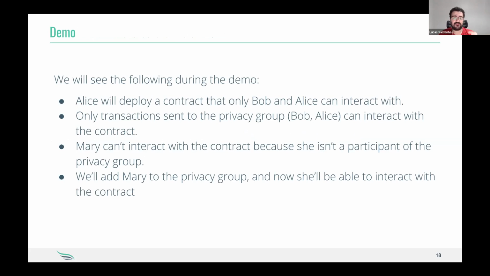And we're going to do a few things here. So I'm going to start creating a privacy group with Alice and Bob and deploy a contract on that privacy group. After doing that, we're going to see that Alice and Bob can actually access the privacy group and the private contract, and Mary has no clue that that contract exists. After that, I'm going to change the privacy group. So I'm going to add Mary to the privacy group. And after that, we expect that Mary will be able to see the contract because now she's a member of the privacy group. Not only that, but any other interactions in the privacy group, she's going to be able to see as well.